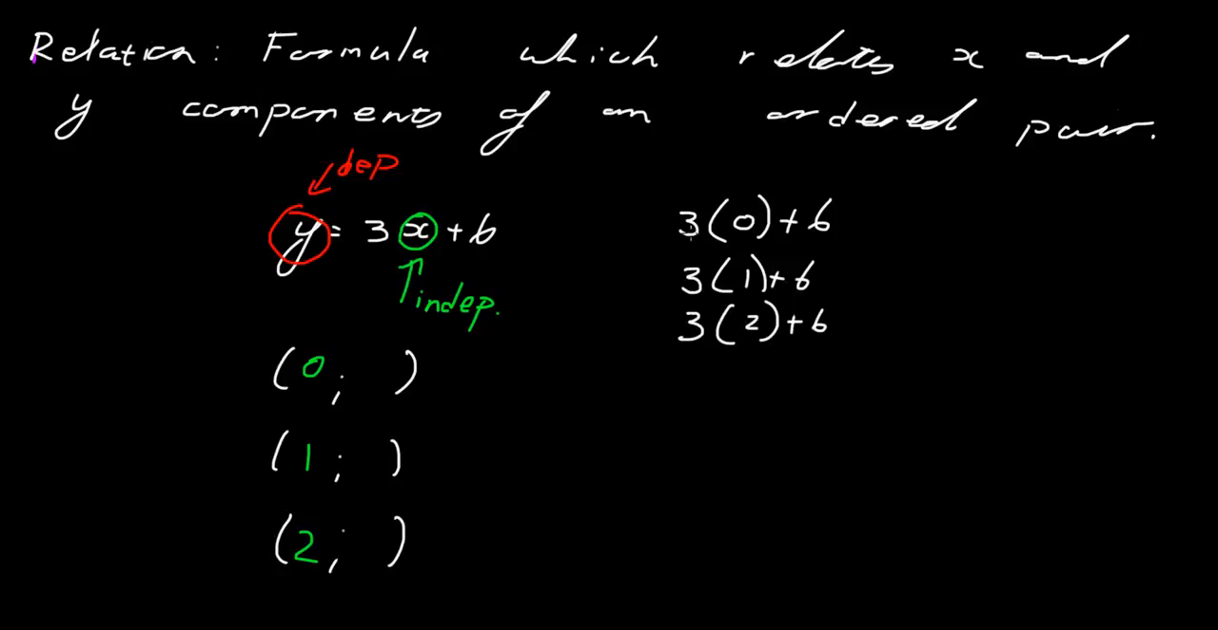So let's calculate. 3 times 0 is 0 plus 6 is 6. 3 times 1 is 3 plus 6 is 9. 3 times 2 is 6 plus 6 is 12. And there you go. Your independent variables generated dependent variables by plugging them into the formula. And that's the idea of a relation.